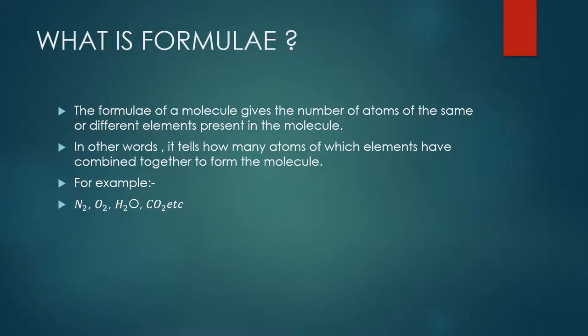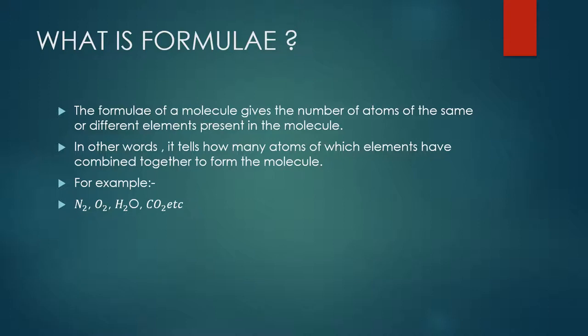Now we will know what a formula is. The formula of a molecule gives the number of atoms of the same or different elements present in the molecule. In other words, it tells how many atoms of which elements have combined together to form the molecule. For example, N2, O2, H2O, CO2.